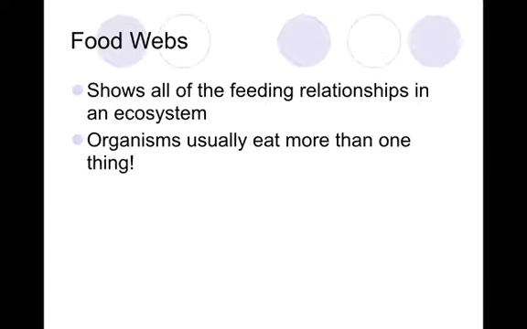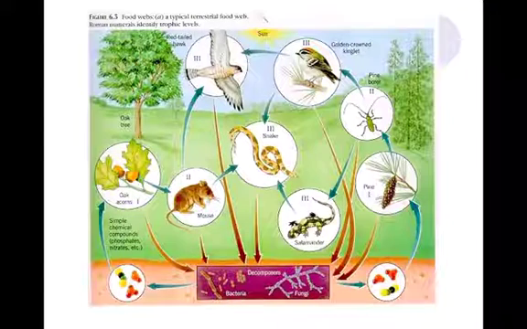Our food web is a little more complicated than our food chain that we talked about. It shows all of the feeding relationships in an ecosystem. Organisms usually eat more than one thing, so it shows everything that that organism eats in that ecosystem and all of the organisms that are getting their nutrients.